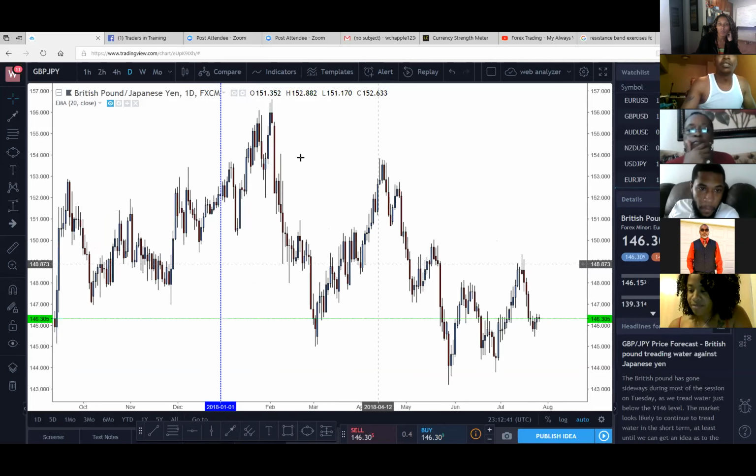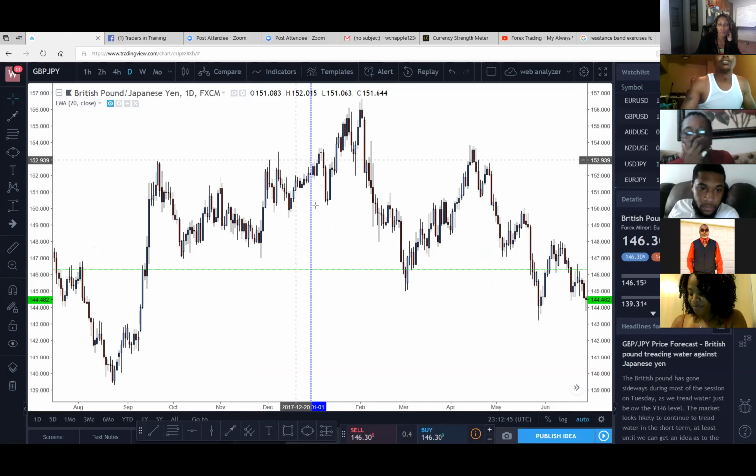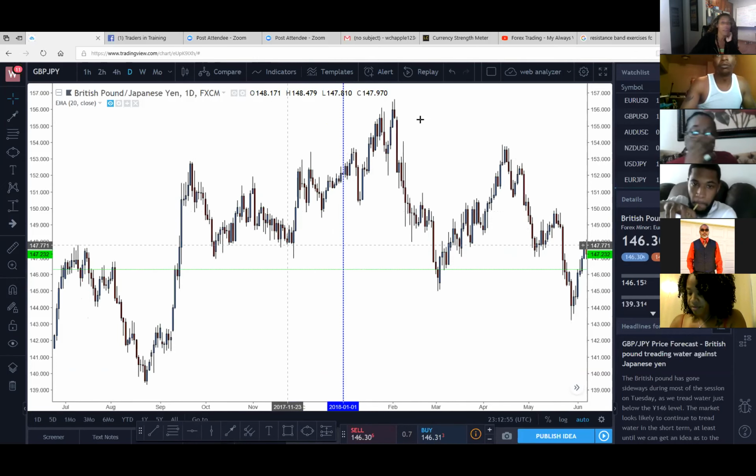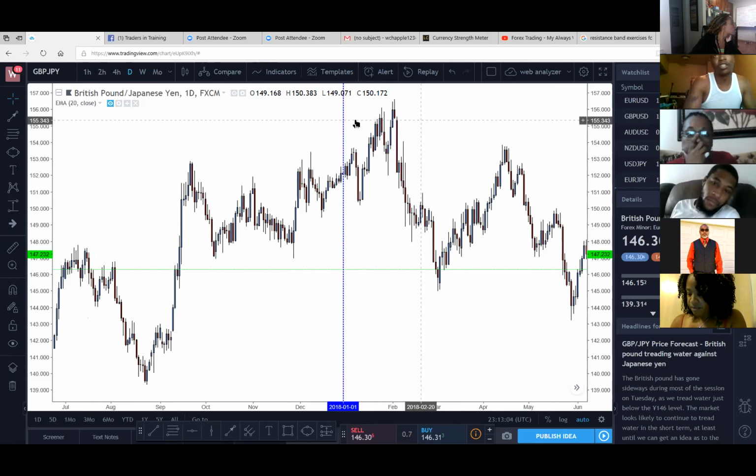So I put a blue line. This is the beginning of the year, just because I don't feel like having to go back. I can look back, but I don't really need to go all the way back that far. Okay. This is the high point on the chart. I'm looking for an engulfing candle, which starts right here. I put my first horizontal line.